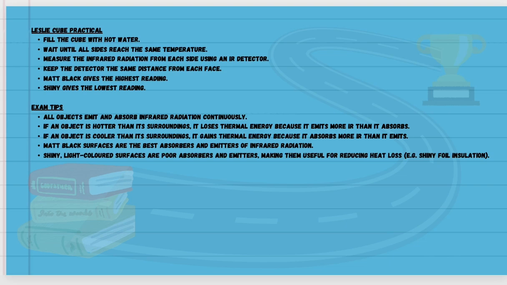Leslie cube practical: fill the cube with hot water. Wait until all sides reach the same temperature. Measure the infrared radiation from each side using an IR detector. Keep the detector the same distance from each face. Matte black gives the highest reading. Shiny gives the lowest reading.